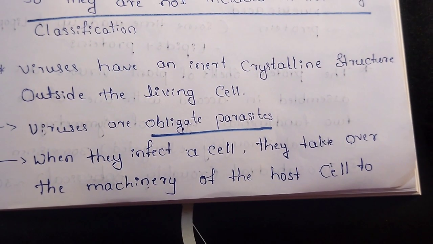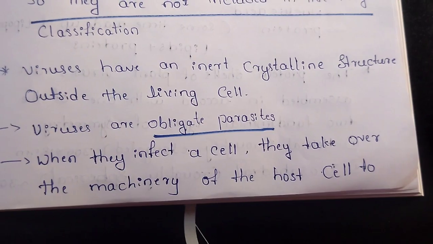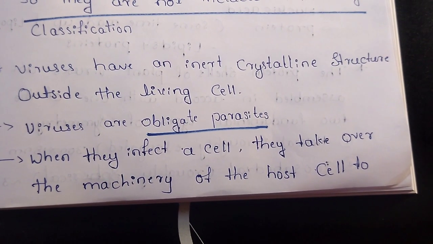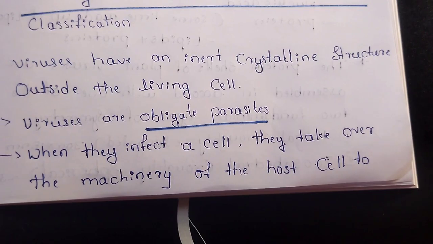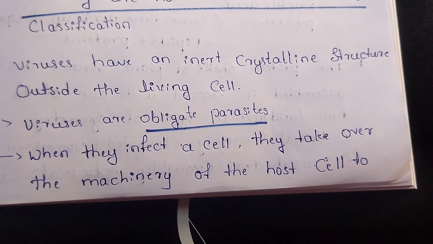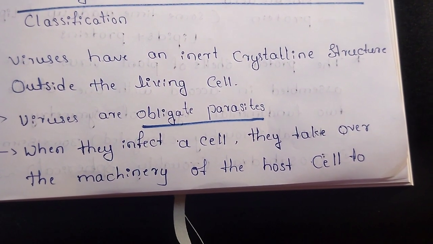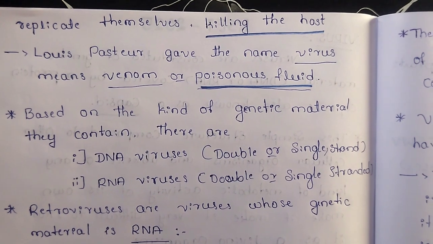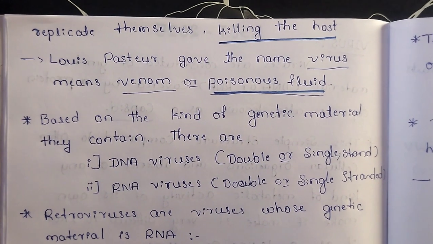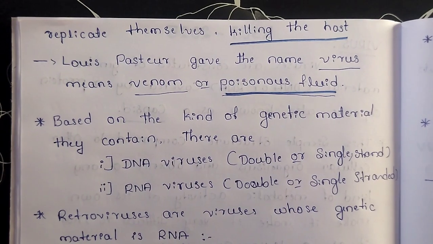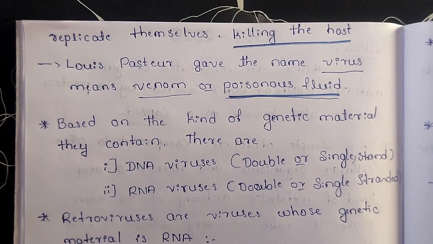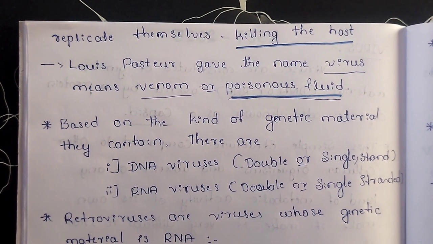Viruses have an inert crystalline structure outside the living cell. Viruses are obligate parasites. When they infect a cell, they take over the machinery of the host cell to replicate themselves, killing the host. Louis Pasteur gave the name virus, meaning venom or poisonous fluid.